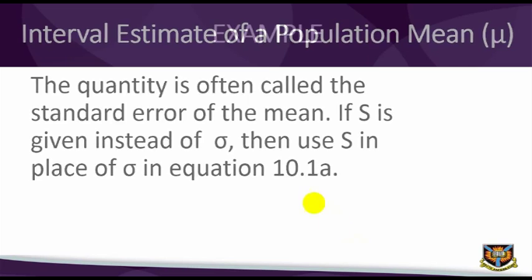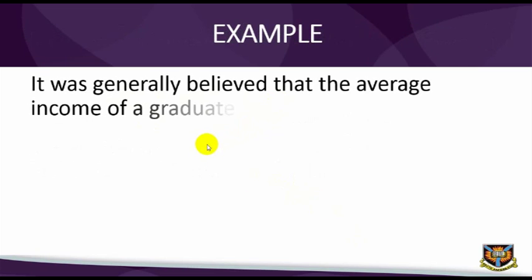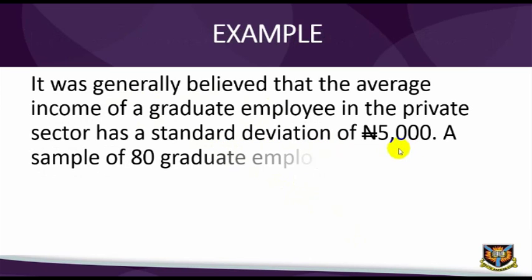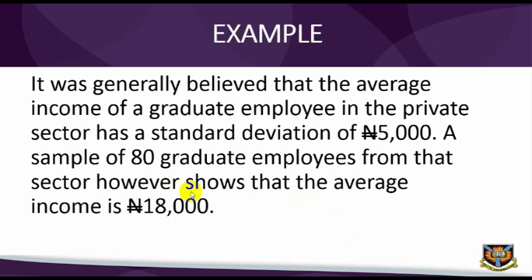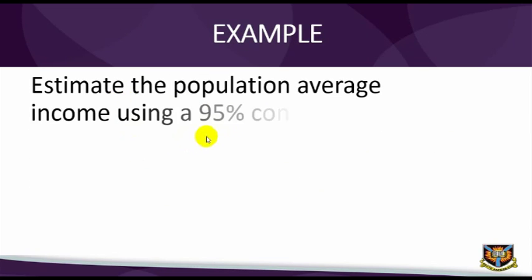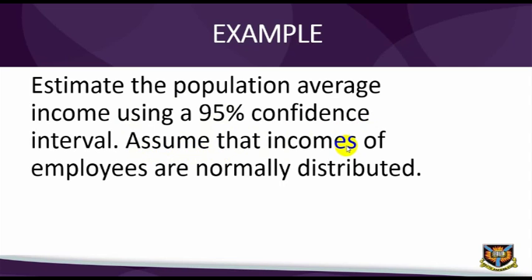It was generally believed that the average income of a graduate employee in the private sector has a standard deviation of 5,000 naira. A sample of 80 graduate employees from that sector, however, shows that the average income is 18,000 naira. Estimate the population average income using a 95% confidence interval. Assume that incomes of employees are normally distributed.